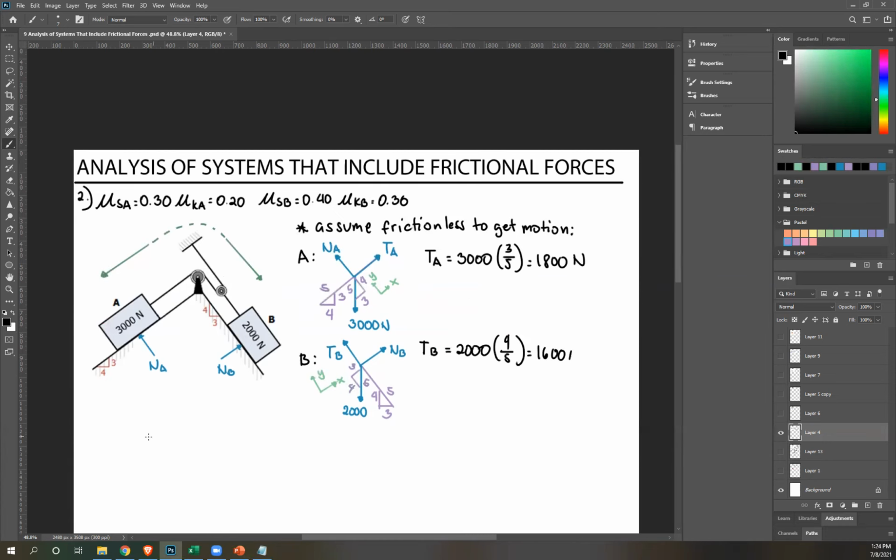Since our system is not simply a pulley and then your blocks, you're going to compare these two. Whichever is greater, that is the direction where your block will move. Now, unfortunately, our problem is a bit more complicated than that. We have this system, so you can create another free body diagram out of that.